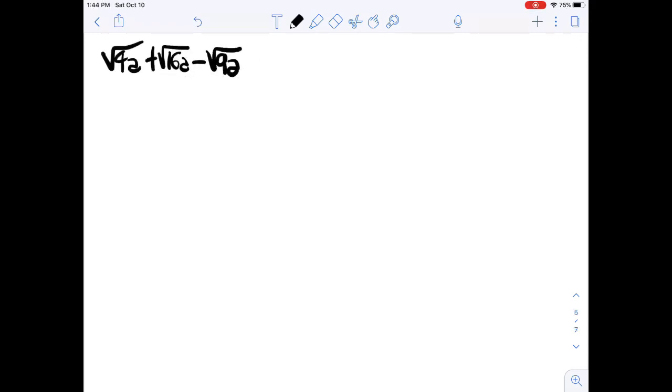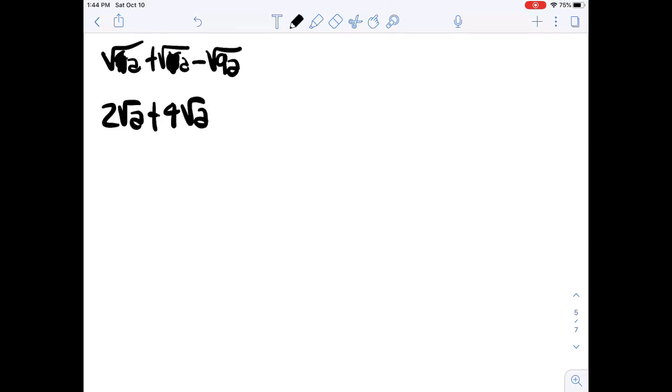Let's look at this example. We have the square root of 4a plus the square root of 16a minus the square root of 9a. The square root of 4 is 2. That gets rid of the 4, and then we have a left over. So it's 2 times the square root of a. The square root of 16 is 4, and then we have a left over. So it's plus 4 times the square root of a.